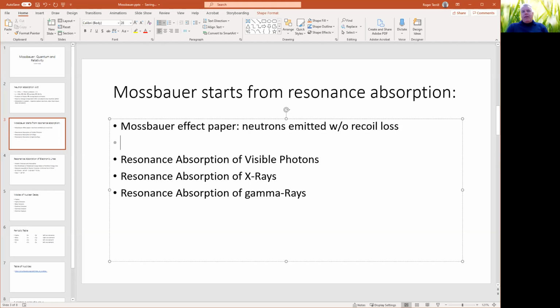Because when you think about a momentum conserving thing happening, I mean, that is like the golden rule in physics, that momentum is conserved. You know, angular momentum, and linear momentum, and whatever momentum, right? Spin angular momentum is conserved, right? But Mossbauer found that there were certain cases where neutrons were emitted with no loss in energy.